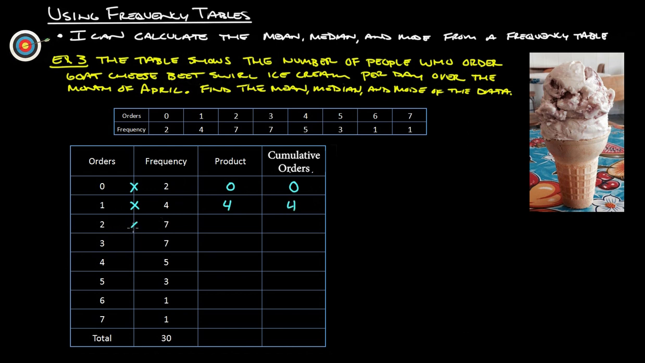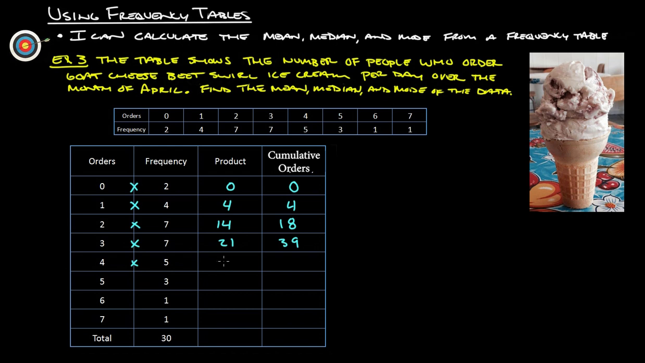Okay, 2 times 7, that means that there were 7 different days that 2 people ordered it. So that means there's 14 total orders in those 7 days of goat cheese beet swirl ice cream. Okay, so then we would go 4 plus 14 is 18, and this is going to help us figure this out, and also this is going to come in really handy a little bit later on in the chapter as well. 3 times 7 is 21. 18 and 21 is what? 39. 4 times 5 is 20.